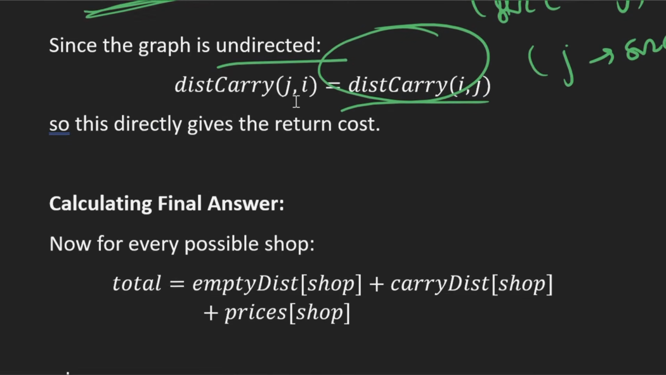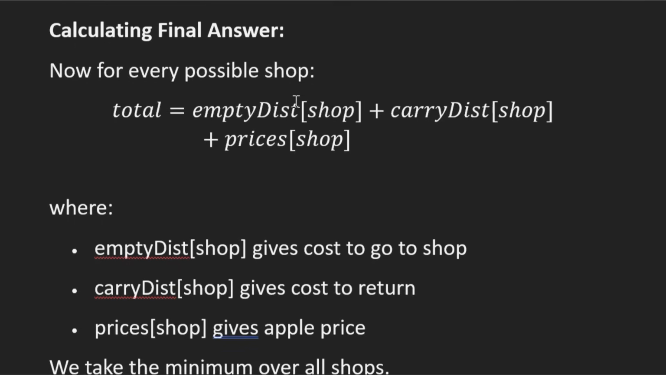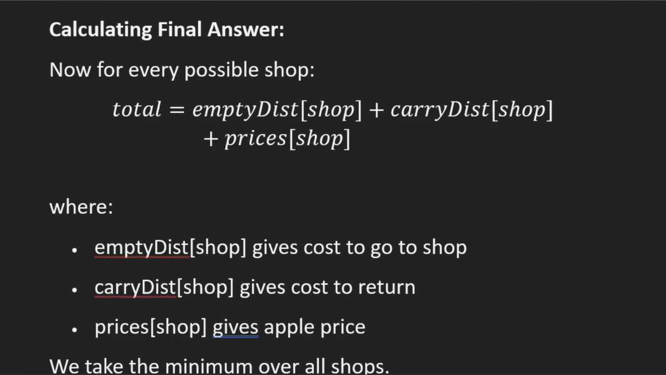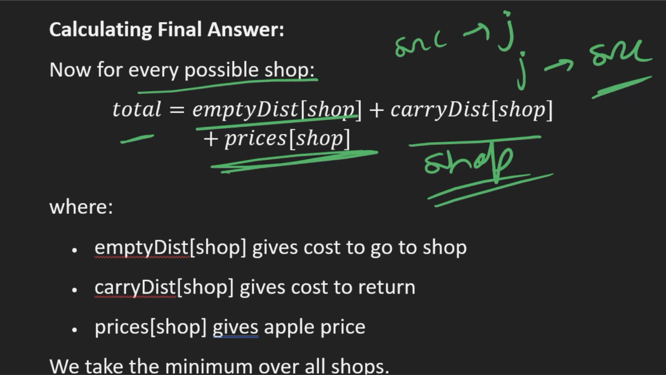So suppose we have done the first Dijkstra and the second Dijkstra. Now how will we calculate the final answer using this? For every possible soap, what will be the total cost? Total cost will be the empty distance of soap, that means source to j, plus the carry distance of soap, that is j to source, plus the price of the soap which we are buying, right?